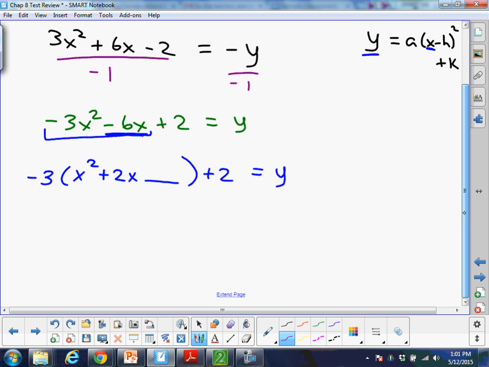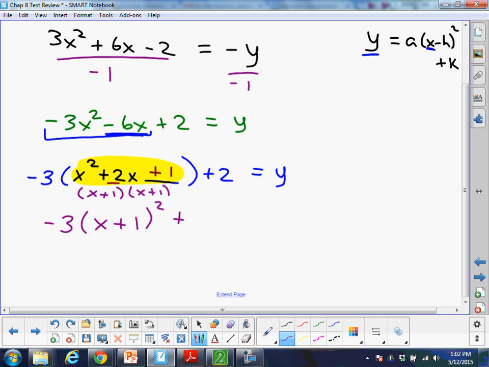Okay. So now I can go ahead and do the process where I'm going to take half of my b value, so that's going to become 1. 1 squared is still 1. So this is going to be negative 3. Okay, think about the quadratic that we just created here. This right here is a perfect square trinomial. It's x plus 1 times x plus 1. Right, and 1 and 1 make 2 in the middle. 1 times 1 is 1.